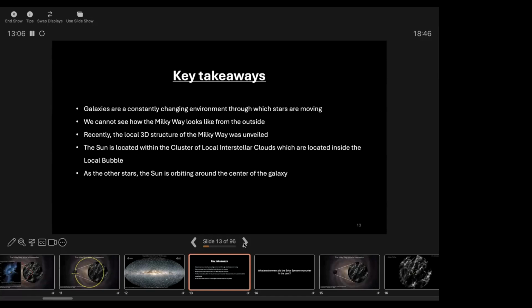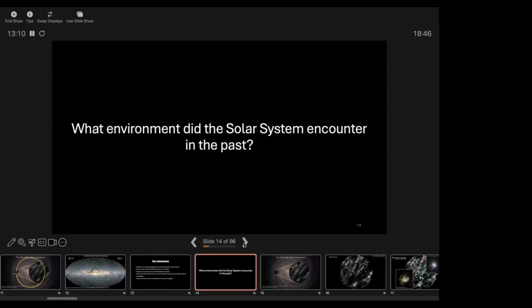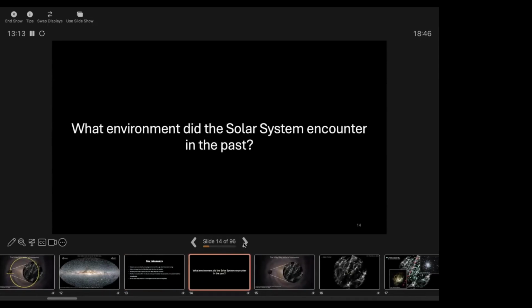And so now the next question, now that we learned this, is this one. What is the environment that the sun encountered in the past?